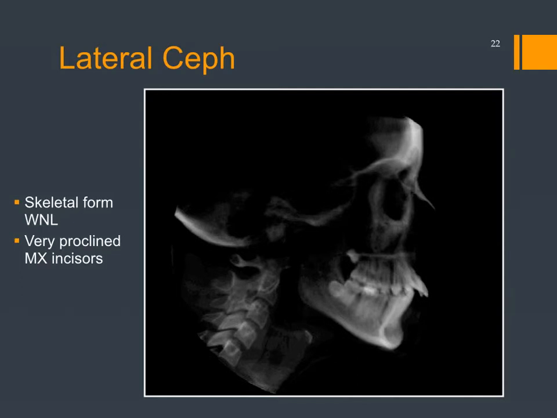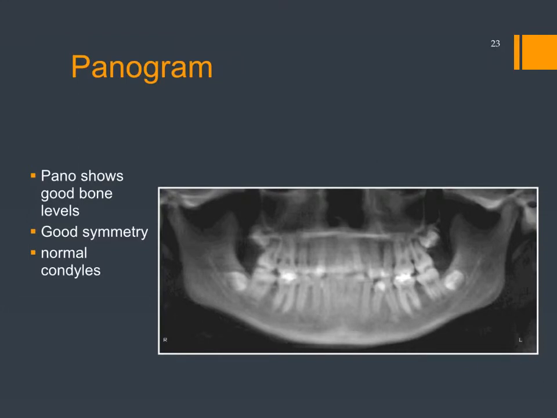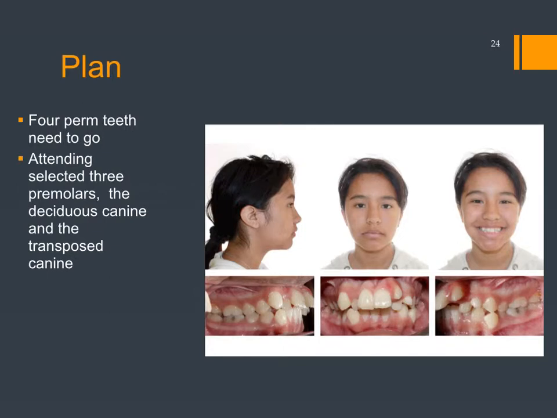So what's needed here is to move those upper incisors back, and that's going to take some extractions. The pano shows pretty good bone levels, but the panoramic is pretty obscured. The detail's just not there in the area of the transposition. Additional x-rays really would have been a good idea, but they were not taken. So 4 permanent teeth needed to go, and the attending faculty and resident collaborated and took out 3 premolars and the transposed canine.